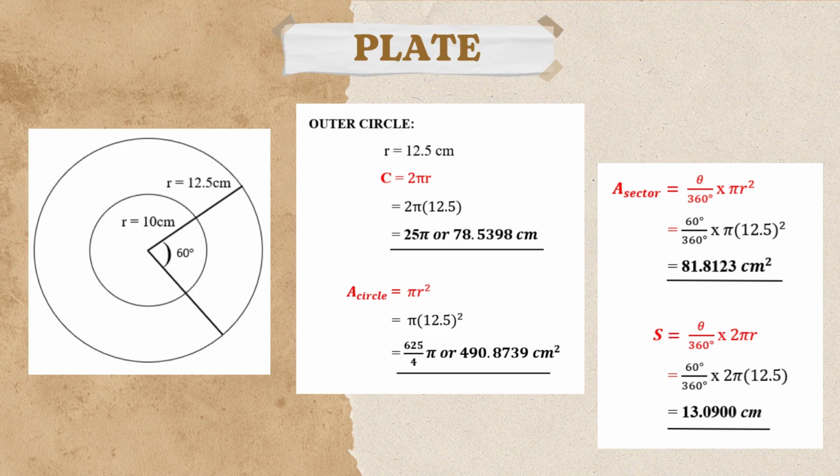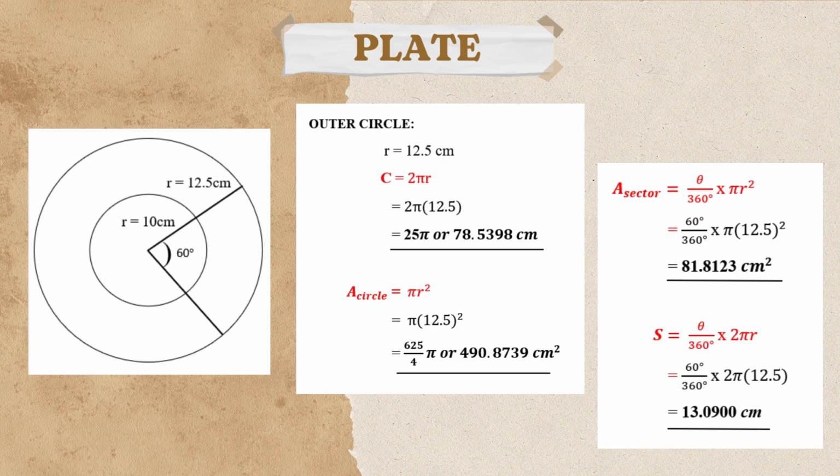Starting off with the area of sector, we can easily find it by using the formula theta over 360 times pi r squared. Let's say for now we want to find 60 degrees worth of area of sector. Given that the radius of the outer circle is 12.5 centimeters, we can simply substitute it into the formula, giving us 60 over 360 times pi times 12.5 squared. Copying this into our calculator will give us our answer, which is 81.8123 centimeters squared.